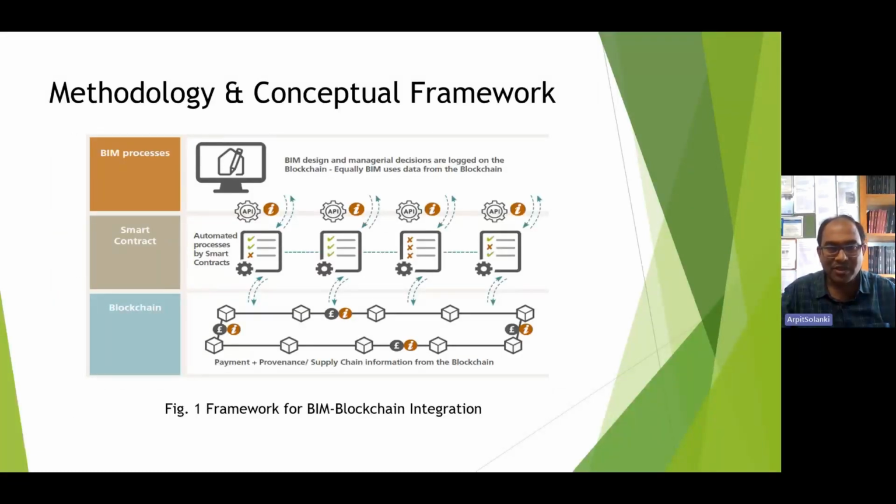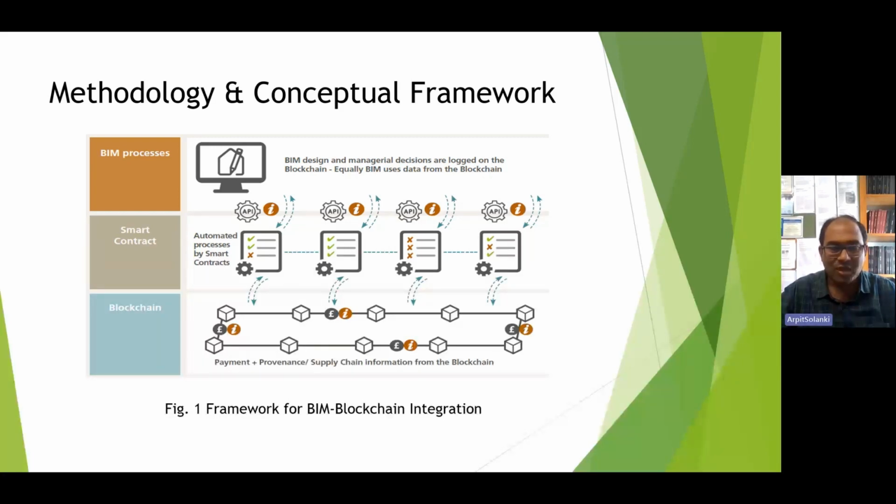Okay, so the basic methodology and the conceptual framework which is used in this particular technology is described in this particular diagram where you can see three levels. First level is how the blockchain can be integrated. Second level is how the smart contracts can be formed. And third level is how the BIM processes take place. So as I've said, blockchain is a process which makes the construction process much more transparent as well as immutable.